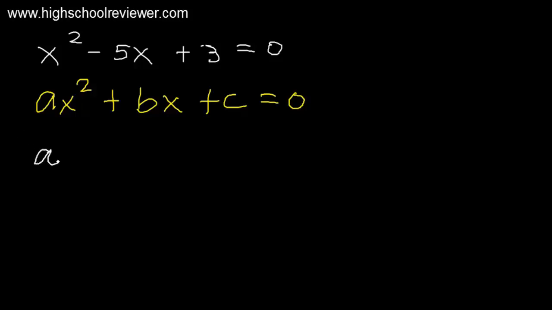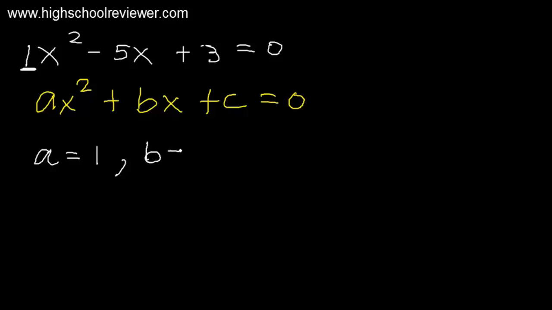So the value of a, this is the numerical coefficient of the first term. Since there is none here, it is understood that the value of a is positive 1. Since 1 multiplied by x squared, the answer is x squared. So our value for a is positive 1.